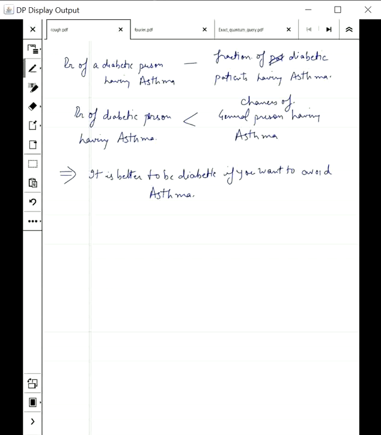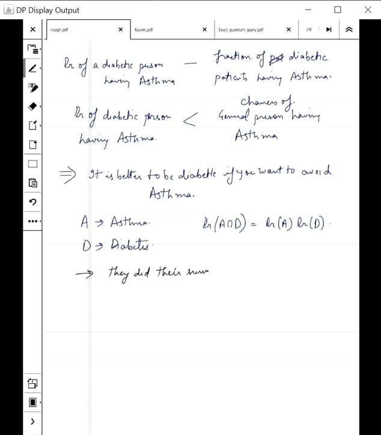So let's see why this conclusion is false. We will see that if we just express everything clearly in terms of our probability framework, we'll find the error. So define two events: A being person having asthma, D being person having diabetes. What we want to find out is whether probability of A intersection D is equal to probability of A multiplied by probability of D. The conclusion is false for a simple reason. They did their survey in a hospital and not in the general population. What do I mean by that?